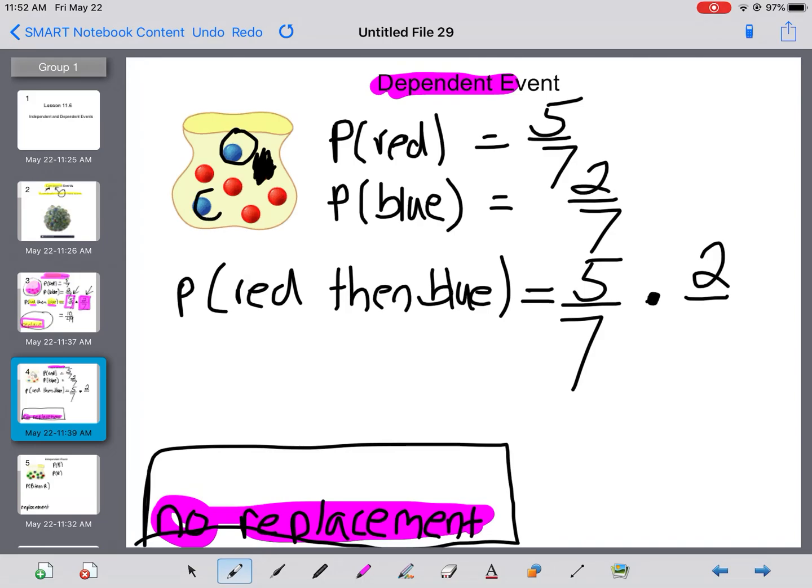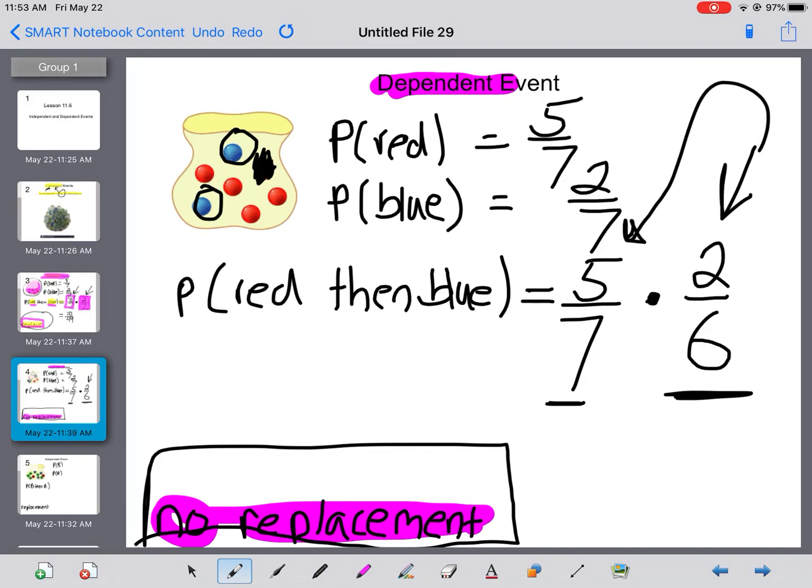Yes, there's still 2 blue marbles. But now look, my chances are 2 out of 6. Oops, I should probably write a 6 as I say 6 instead of 2. 2 out of 6. So because I did not replace the marble, the first event affected my second probability. So my second one over here is dependent on what happened in the first round.